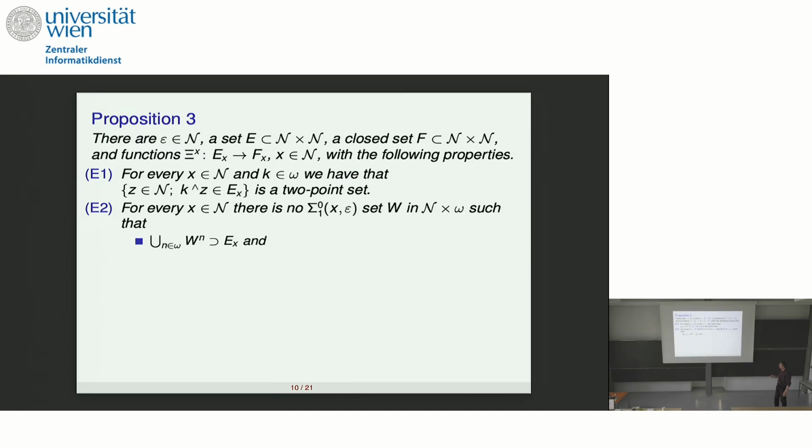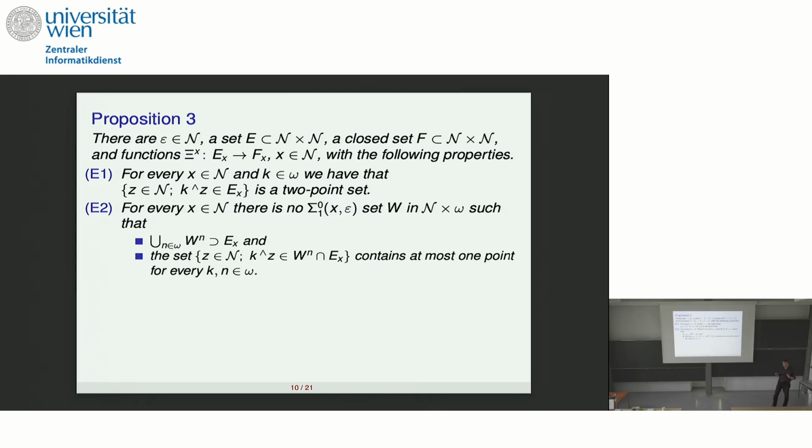So Wn is a subset of n, and it should cover Ex. And secondly, the set of this type. So we consider the intersection with the section of E, and this set contains at most one point for every k and n. So this condition says that such a family with these two properties doesn't exist.